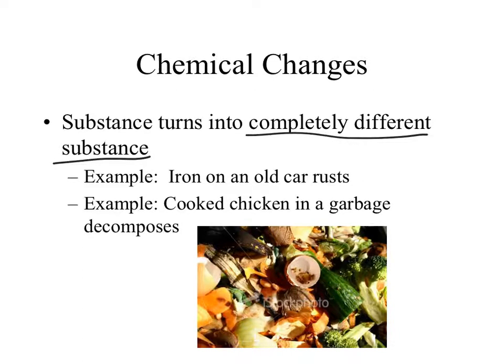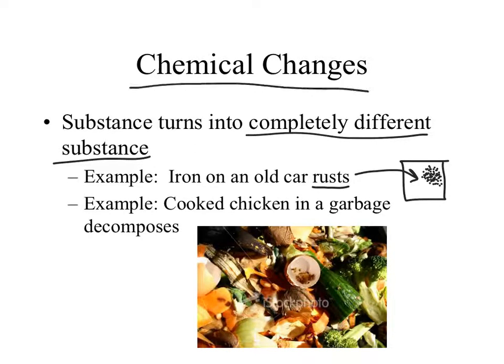So for example, on an old car that develops rust, that iron on the door that's just exposed to oxygen eventually reacts with the oxygen and you form that crusty reddish orange rust. That iron is no longer iron. It's a combination or a compound between iron and oxygen. So that is now a new substance. Therefore, it went through a chemical change.